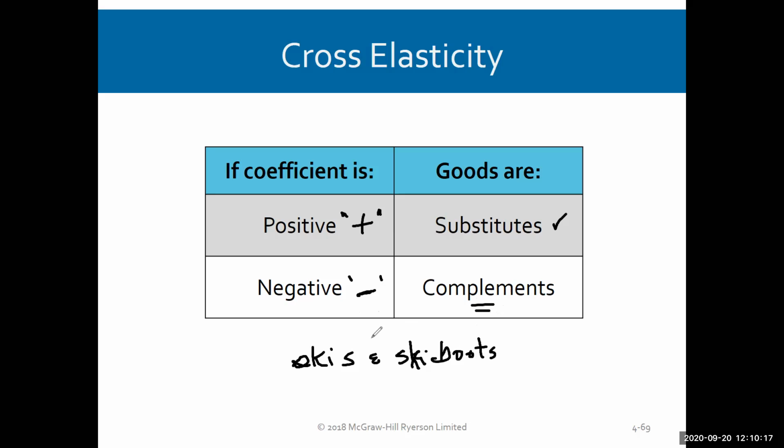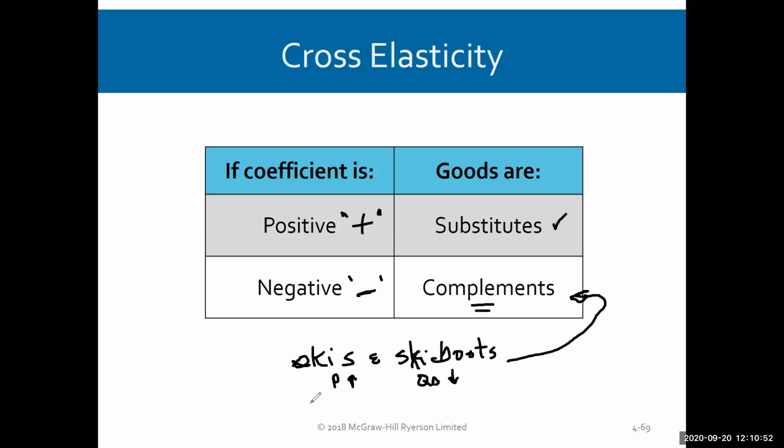And just intuitively think about it. If the price of skis goes way up, people are going to buy less skis. So the price of skis went up, they'll buy less skis, but they'll buy less ski boots as well. So the demand for ski boots goes down. That's a negative relationship. And it's because they use the two together, they're complements.